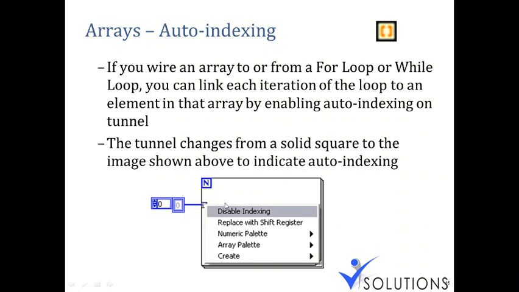This is not going to be in that way. You can also convert it into a normal tunnel by right-clicking on that auto indexing tunnel and choosing an option called Disable Indexing. By doing this, whatever auto-indexed data will be converted into a normal tunnel. I'll just tell you what an auto indexing tunnel is and what a normal tunnel is.